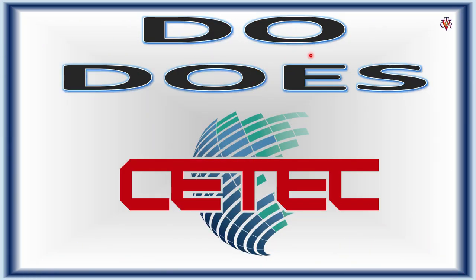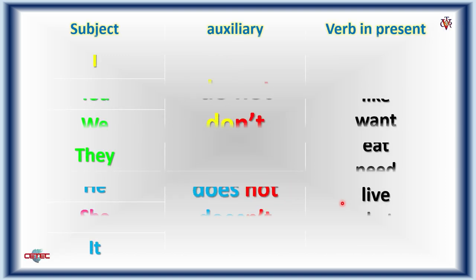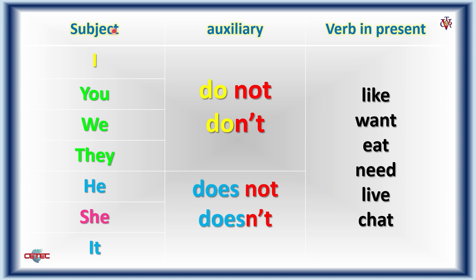Today we're going to start with do and does. We have to use the simple present. Simple present is used to express the idea that an action is repeated or usual. Here we have to check the structure.